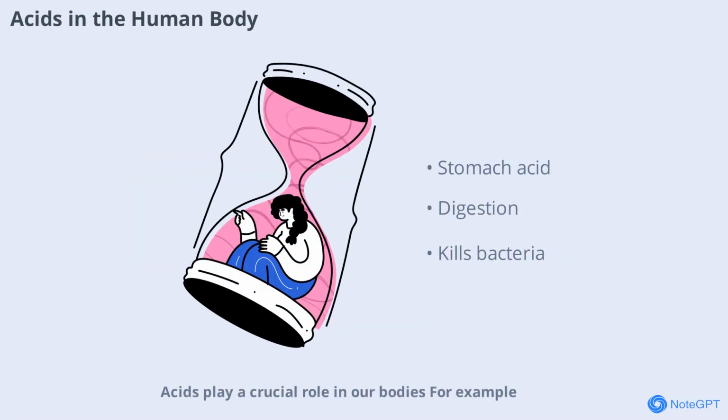Acids play a crucial role in our bodies. For example, our stomachs produce hydrochloric acid to help digest food and kill harmful bacteria. The acid environment in the stomach is very strong, with a pH of about 1-2. This helps break down proteins and keeps us healthy. However, too much acid can cause discomfort, which is why antacids are sometimes needed. So acids aren't just in our food, they're essential for our health too.